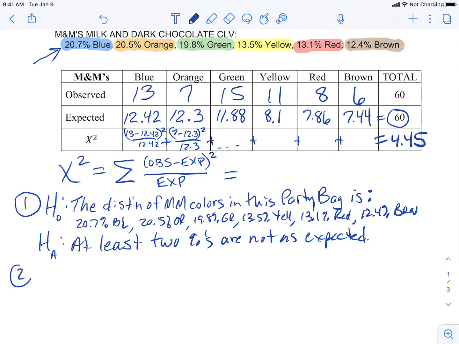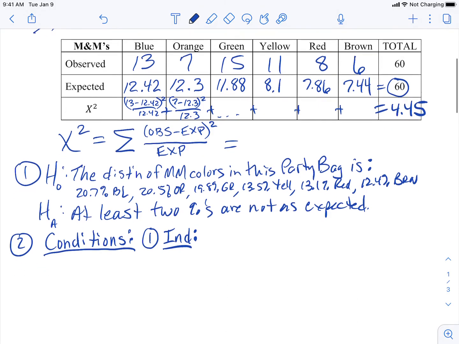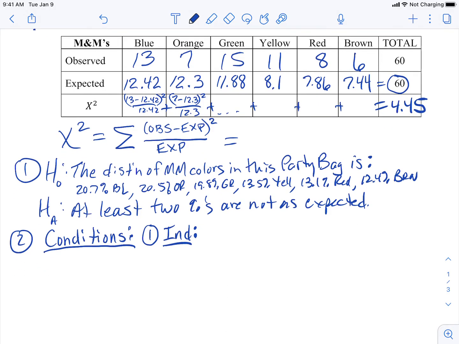So the second step would be the conditions. And again, what I like about the way the new curriculum describes conditions, and I think I mentioned this in some of the classes, really there's only 2 categories of conditions that we have to check with anything. One is independence, and one is sample size big enough. Independence is one of them. And for independence, the first thing you check is that the sample was random. So that was true. I did collect these randomly as I could. The sample was indeed random.